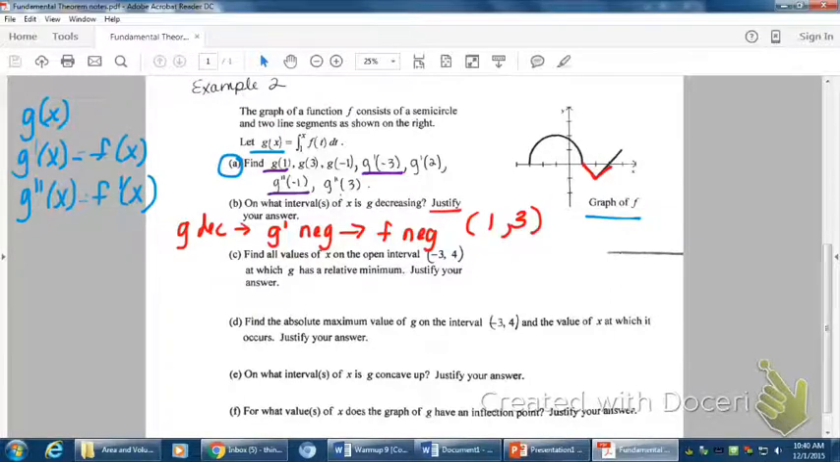Alright, C. Find all the values of x on the open interval from -3 to 4 where g has a relative minimum. Okay, so we're looking on this graph from -3 to 4, which is the old graph, and we're looking for a minimum. Remember that the graph that's given to us is the derivative of g. So if I'm looking for a minimum, I'm looking for where the derivative changes from negative to positive, which would be right there. So there's a minimum at x equals 3.